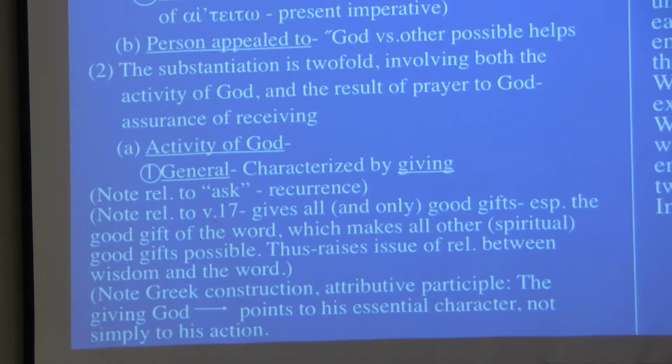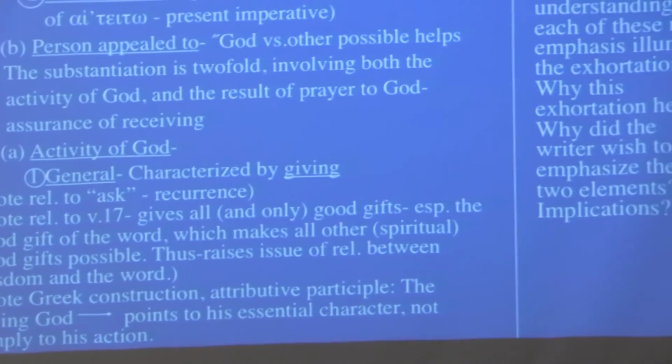Now, in terms of contextual connection, this will be picked up later in verse 17 when he says that God gives all and only good gifts. Here he says in verse 5, who gives to all men generously and without reproaching. In verse 17, he will say, every good endowment and every perfect gift is from above, coming down from the Father of lights, with whom there is no variation or shadow due to change.